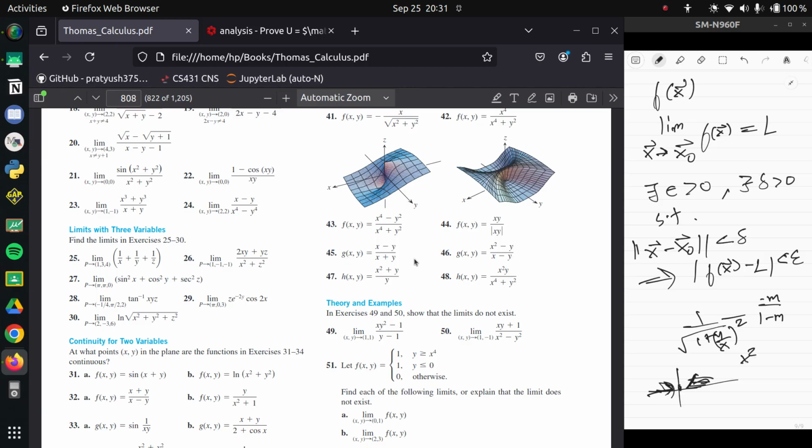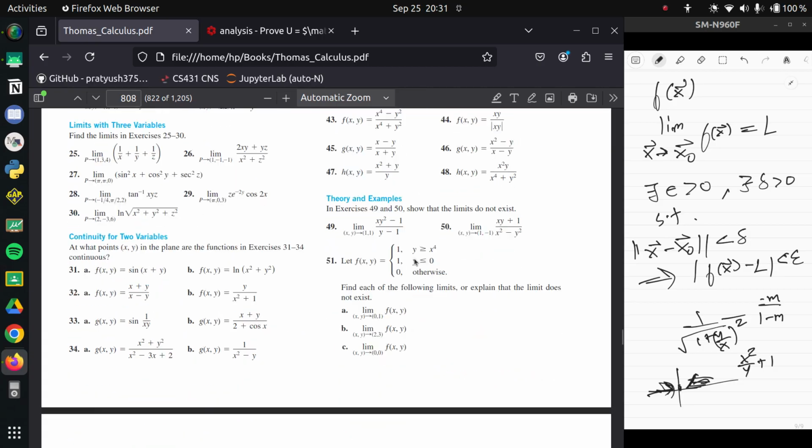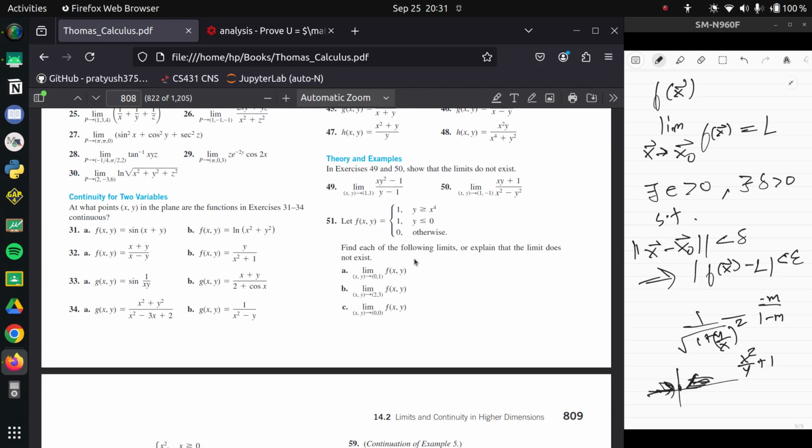Here you just have x square upon y plus 1, so just let y be equal to m1x square and m2x square. Let x approach 0. Sure. What about this one, x square y upon x power 4 plus y square? Just same stuff. Let y be equal to m1x and 2x. Stuff happens. Okay, next exercises 49 and 50 show that the limits do not exist. x y square minus 1 upon y minus 1. This approach is 1 1, right?